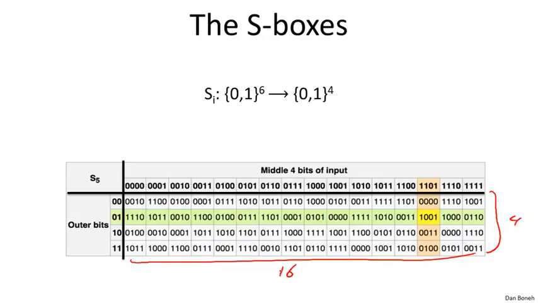For example, if you want to look at the output that corresponds to 0, 1, 1, 0, 1, 1, then you look at these 2 bits, this is 0, 1, and you look at these 4 bits, this is 1, 1, 0, 1. And you see that the output is 1, 0, 0, 1. The 4 bits output 1, 0, 0, 1. Okay, so the S boxes are just implemented as these tables. Now the question is, how are these S boxes chosen? How are these tables actually chosen by the designers of DES?